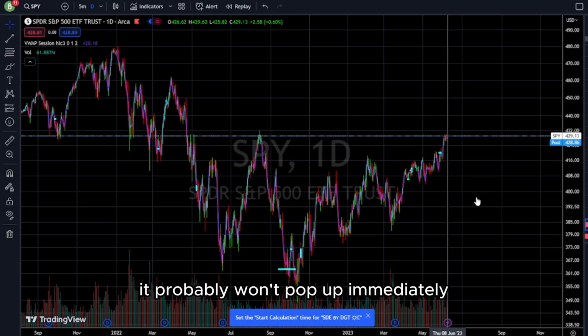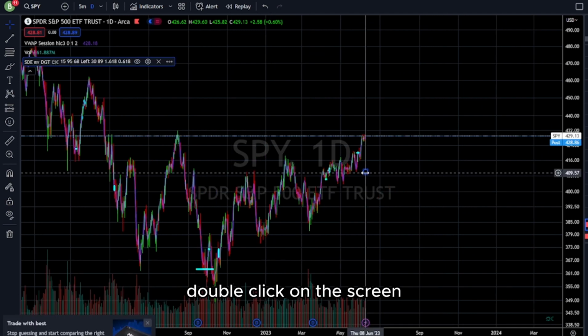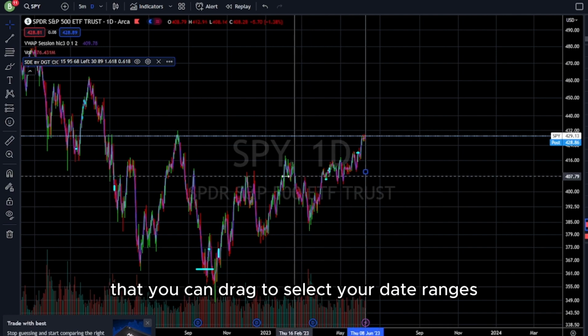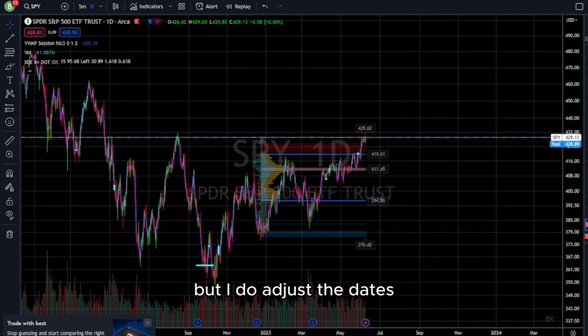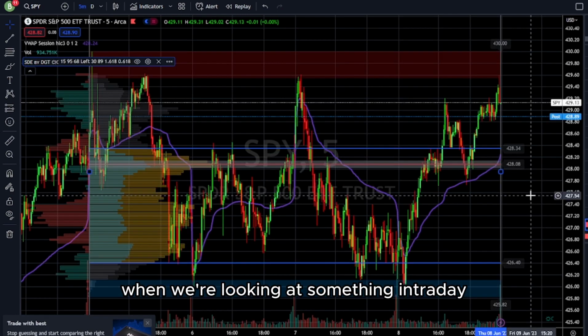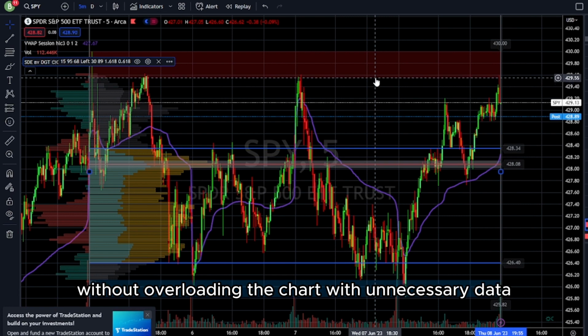It probably won't pop up immediately, and that's because you need to set your date ranges before using this. Double click on the screen and it should pull up this little dot that you can drag to select your date ranges. Now we want to make sure that everything is set up correctly, and in this case I'm using the default settings for everything, but I do adjust the dates. When we're looking at something intraday, you don't want the date too close or too far away from the current day, so I'd recommend using something roughly 1 or 2 weeks prior. This range should give you all the information you need without overloading the chart with unnecessary data from months ago.